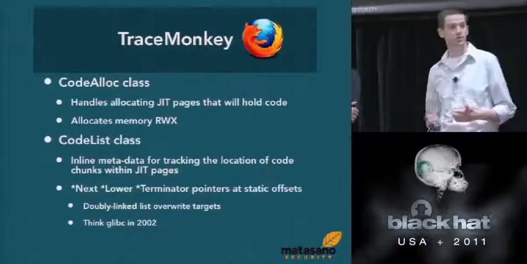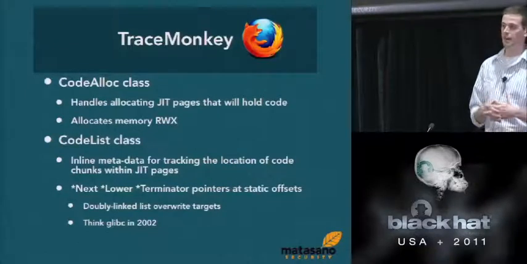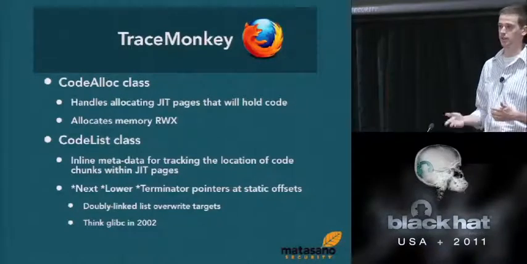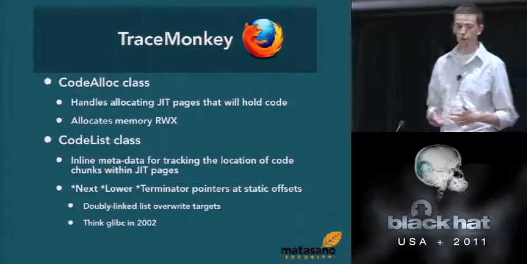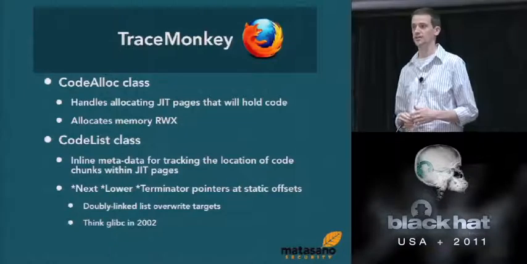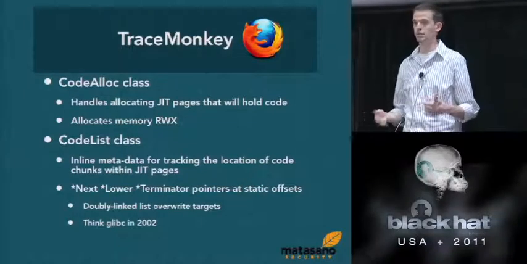There are 2 really interesting classes in TraceMonkey that handle the allocation of JIT pages that are going to hold native code. The first one is the CodeAlloc class. What the CodeAlloc class does is call low-level API calls on Windows and Linux.